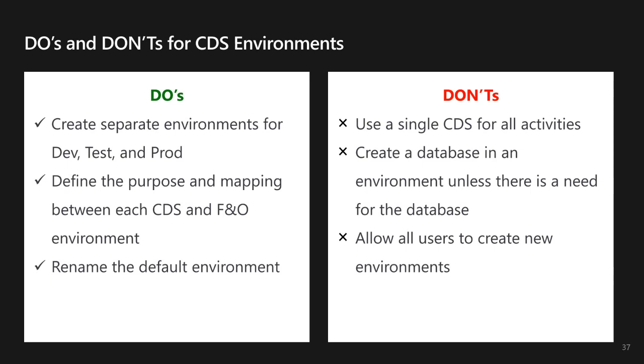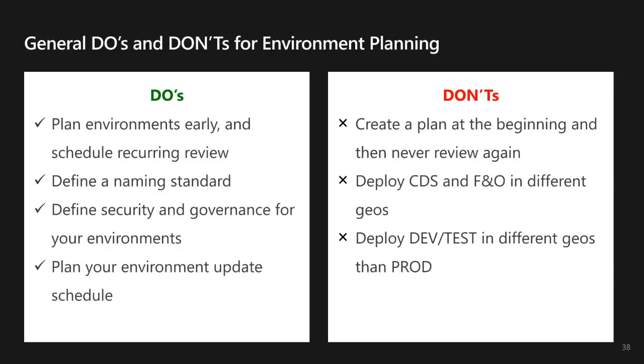So taking a look next at some of the do's and don'ts that are just more general around environment planning. Some things to make sure that you're doing, and we've said it multiple times. I think all three of us have said it more than once. We're just going to say it again. Plan environments early and schedule recurring reviews. So do it early, do it often. It doesn't end after you go live either.